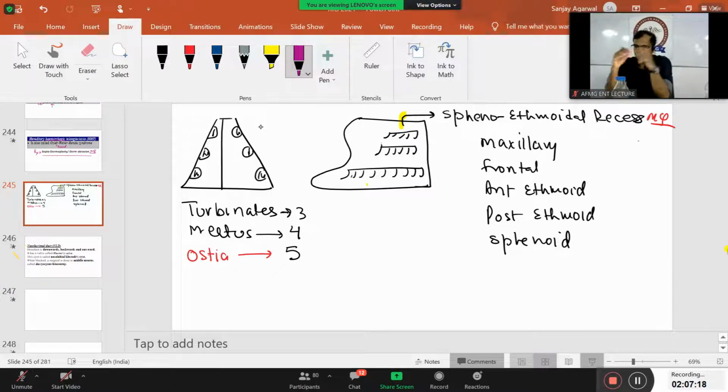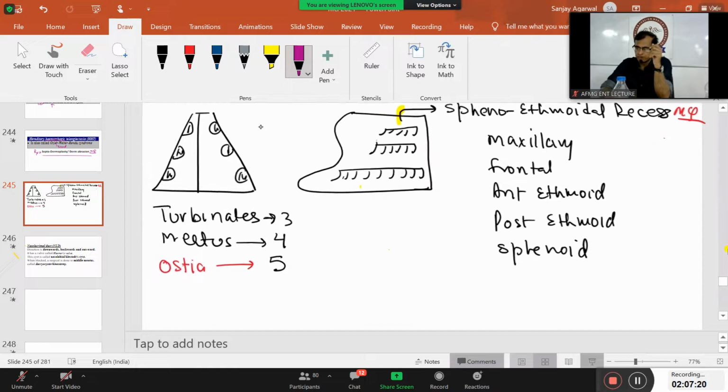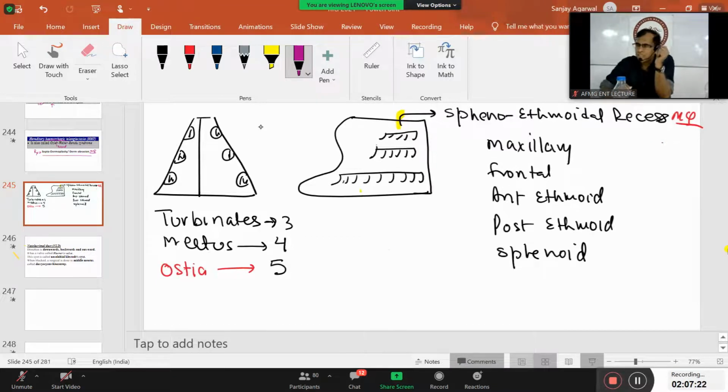And now comes a very, very important thing. Which sinus ostia is present in which meatus? This is very commonly asked. In the lateral wall, this is what they ask you. Which sinus ostia in which meatus? So let us start from the top one. Where is this? Supreme meatus. Top one. Supreme.